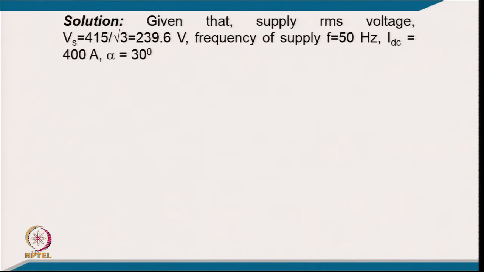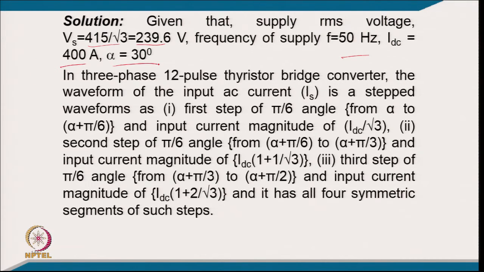So, given that the supply voltage per phase is Vs equal to 415 by root 3, that is 239.6 volt, frequency 50 hertz, IDC 400 ampere and firing angle is 30 degree. So, in a 3 phase 12 pulse thyristor bridge converter, the waveform of the input AC current is a step waveform.